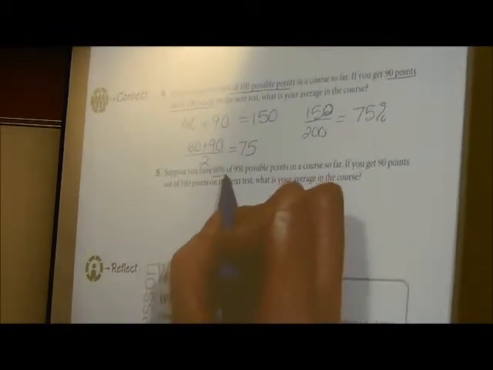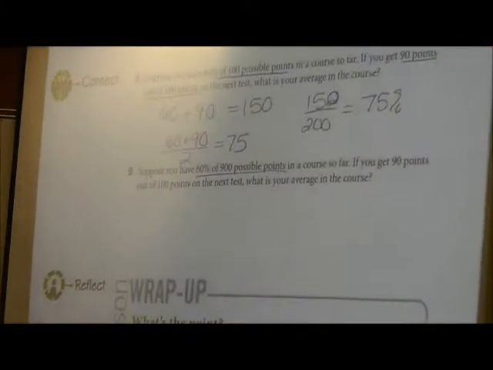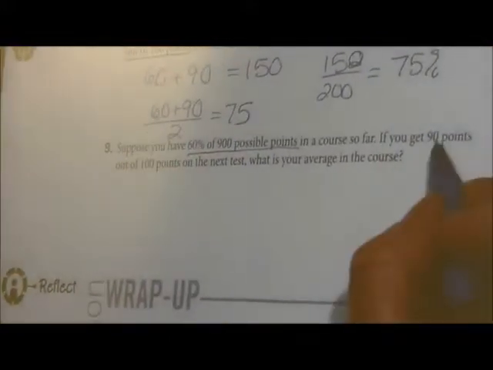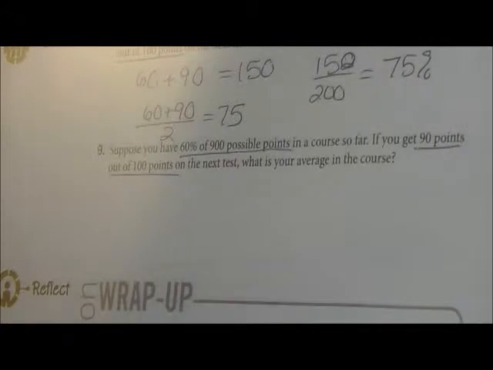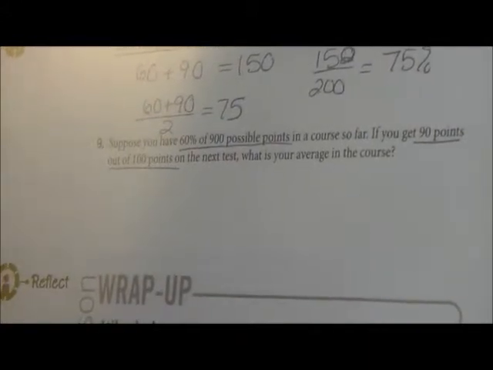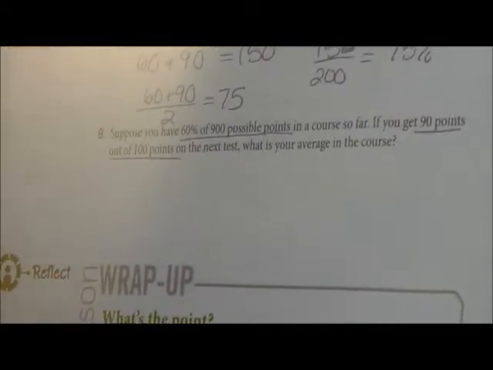Do a little twist on this. Now you've got 60%, but not on one exam out of 100, on 900 possible points, and then you get an A on the last one. So this is kind of like going into the final with a 60% and then getting an A on the final.